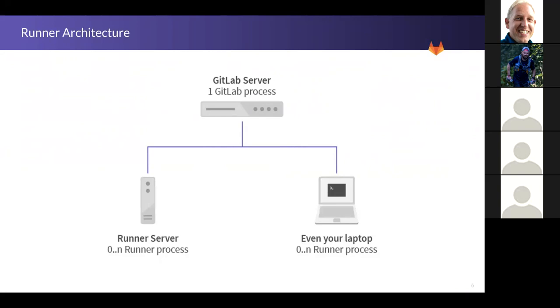And then you can have 0 to N runner processes on other servers. We highly recommend against running the GitLab runner on the GitLab server. It works much better if you have a separate VM or a separate server; even your laptop could be a runner. So you can have 0 to N runner machines, and then 0 to N runner processes on that machine, because one install of the runner can run multiple copies of the runner for different methods.